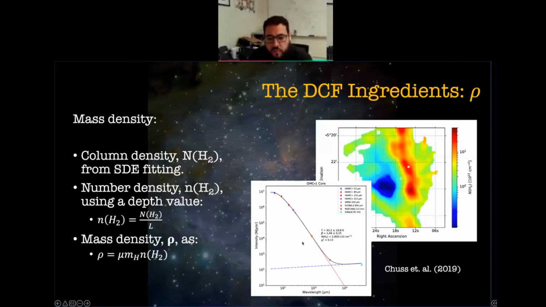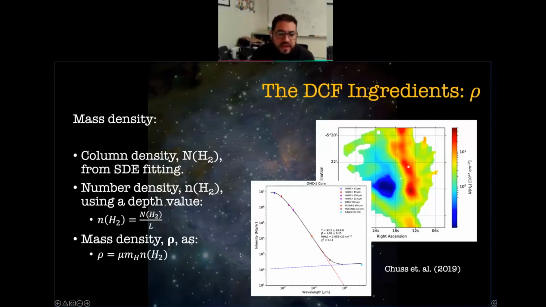This is an example of a work by Chuss et al. in 2019 for OMC1, in which not only the 4 wavelengths of HAWC+, but also some Herschel and other instruments were combined, and they were able to characterize the spectral energy distributions for the entire region of OMC1. So this is the way that we use the most to find the column density, but it also depends on whether you have appropriate observations.